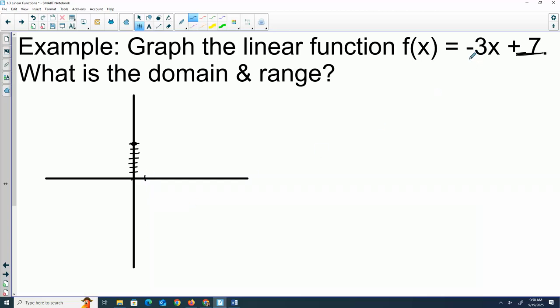How do you graph it? It's like negative 3 over 1. So from this point, you can go down 3, left 1. If you want to be more precise, or if you want another point, you could also go up 3 and backwards 1. And then we draw a line.